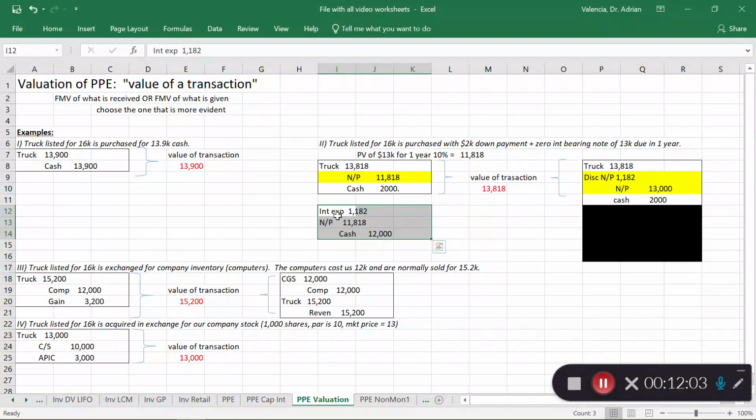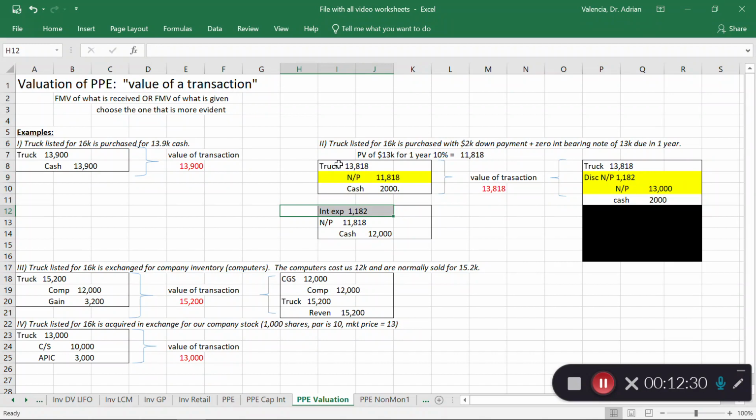So you would debit interest expense for the amount above the 11,818, right? Because that's a financing expense. That's not the cost of the truck. Don't mix that up. And then you will reduce the note payable for the net amount, and then pay cash of 12,000.